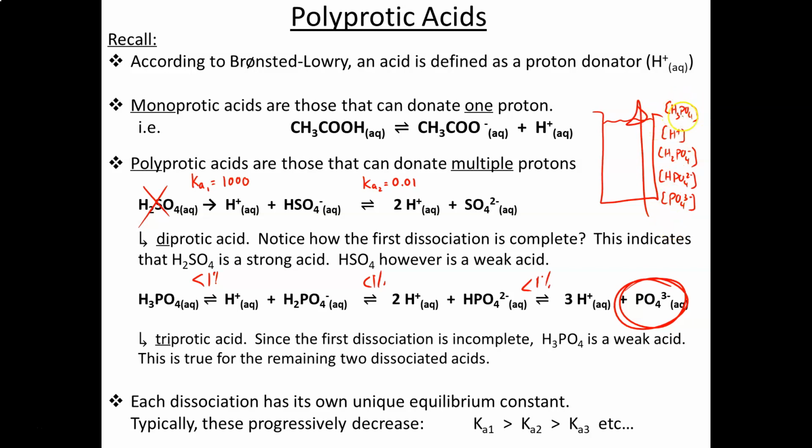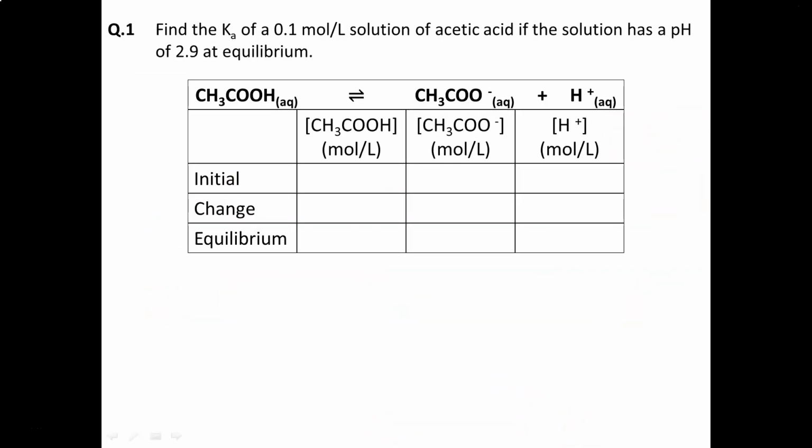Most of the molecules will be H3PO4 still stuck together because very few of them broke up. Then the next common ion would be H plus ions because they're released here, here, and here, followed by the H2PO4, HPO4, and then finally the phosphate, which is the least likely ion to be floating around your solution. Alright, so typically each dissociation has its own unique equilibrium constant, K1, K2, K3, and they progressively decrease as you go along. Alright, so let's give this question a try. Press pause. When you're ready, press play, and we'll take it up together.